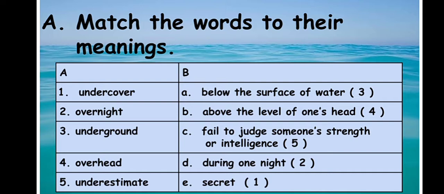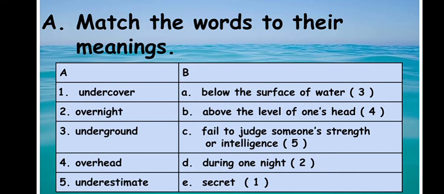The first one, the word undercover, under is the prefix. Overnight, over is the prefix. Underground, under is the prefix. Overhead, over is the prefix, and underestimate, under is the prefix. These words have meanings on the right side, and we have to match the meanings of these words. Let's look at column B.